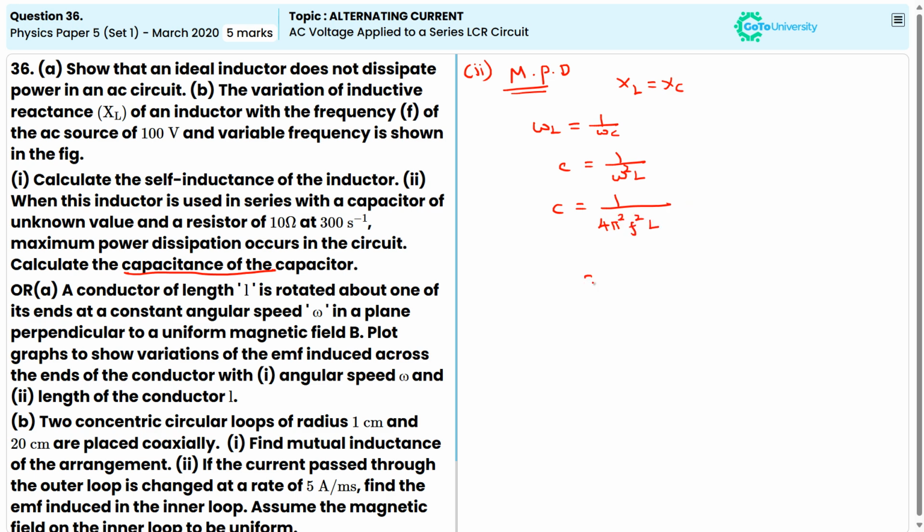So now let us substitute the values of pi, F and L. So 4 into the value of pi, 3.14, into 3.14, into the value of F, 300 into 300, and the value of L is 32 into 10 power minus 3. If we simplify that, we get the capacitance as 8.8 microfarad.